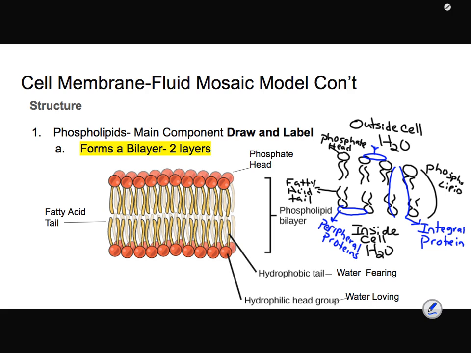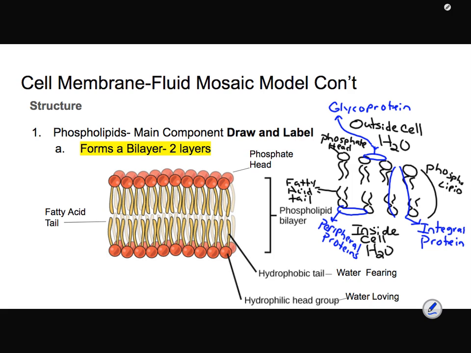Now, that's a carb. So that's a special type of peripheral protein. I've got to go all the way up here, and it's known as the glycoprotein. You also have glycolipids. I'm not going to draw that.